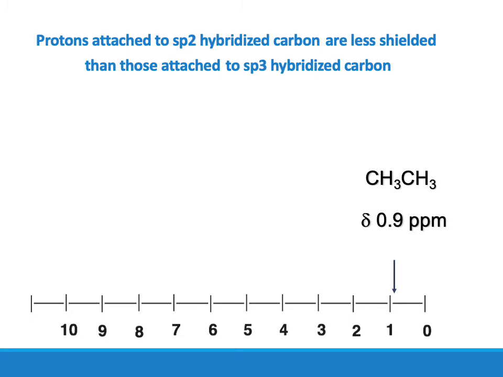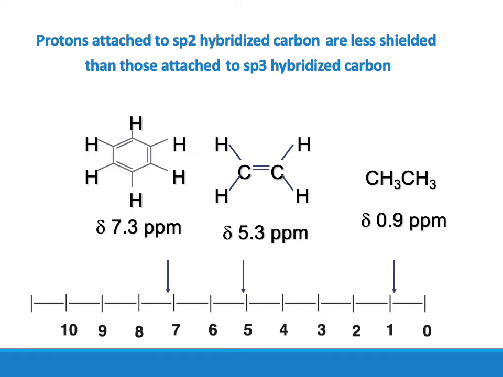So here you see that we have the sp3, that's why it's very strong. And then we have a CH2 with the sp2 hybridization, so it's with the lower shielding. And at the end, we have an sp hybridization, so you see it's very weak.